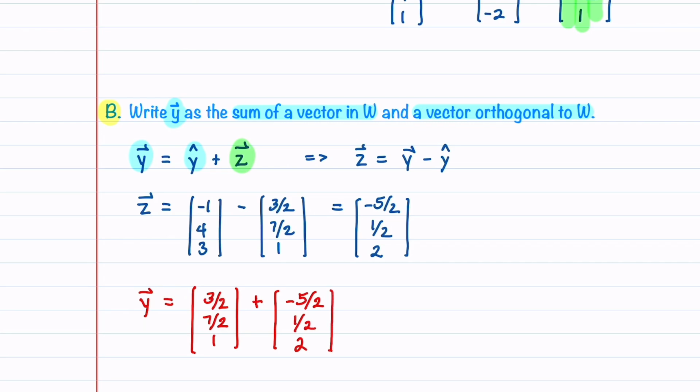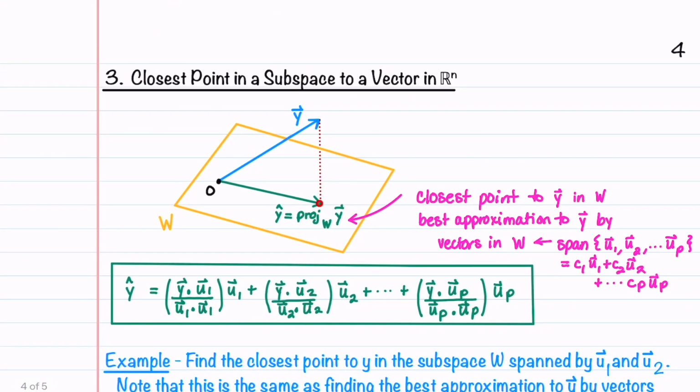I was talking with my students about a built-in check that you can use to see if some of these computations are correct. One built-in check you can do is take vector y hat and dot it with vector z, and make sure that it's equal to 0, because those two vectors are orthogonal.